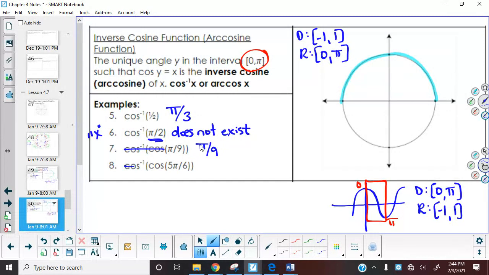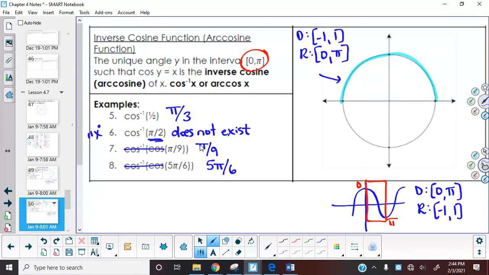Number 8, our two things cancel. 5 pi over 6 in this case will fall in that second quadrant, which is now something that we can use. So we can come over here and recognize that those two just cancel each other out. So now you're at 5 pi over 6.